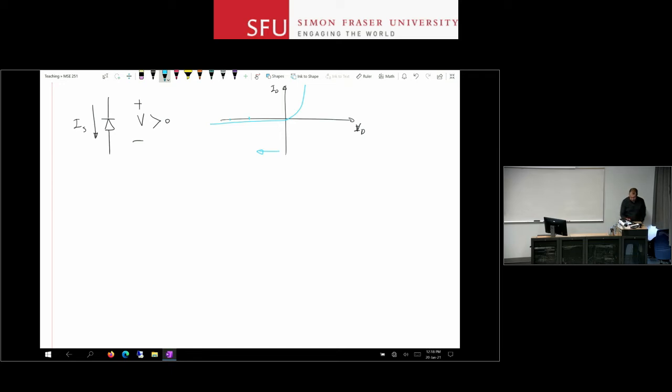The problem is that this IS is really small, right? We saw that for typical diodes, you're talking about a microamp of IS for a large diode. For typical diodes that you use in the lab or buy from electronic shops, you're talking about nanoamps or picoamps for the IS, the saturation current of the diode, which is too small. For more practical applications, you need currents on the order of milliamps or higher in order to do some meaningful electronic work with them, right?